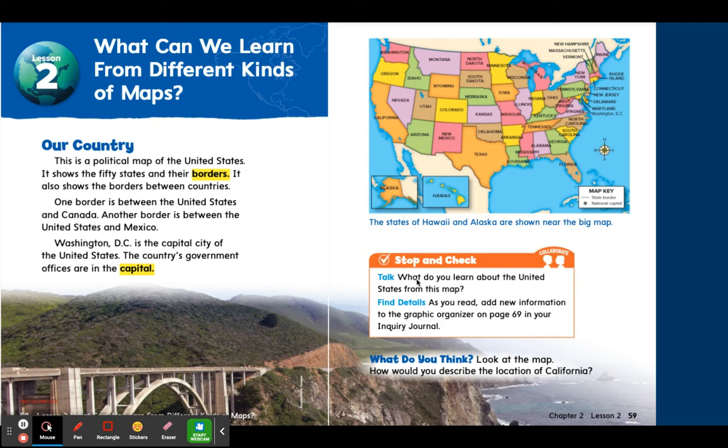So what did you learn about the United States map? I want you to look at it. How many states? I want you to think, how many states does it have? Okay. So what I want you to do is look at the map. How would you describe the location of California? Look at the map. How would you describe the location? Is it in the middle? Is it north, south, west, or east of the map? So remember, you can go ahead and discuss that. Just think about it. Think about it.